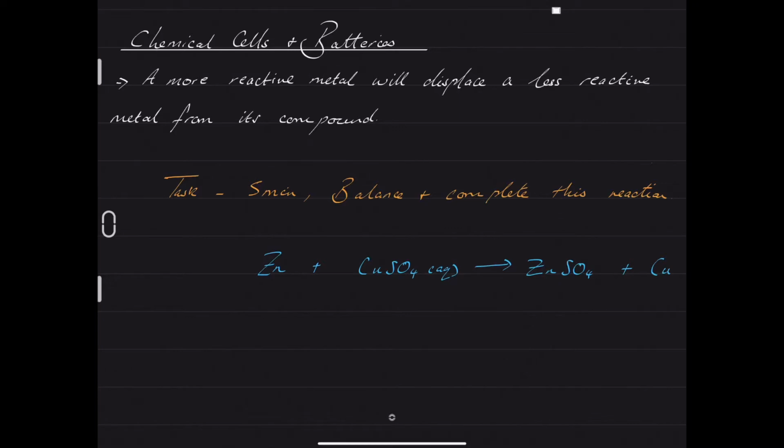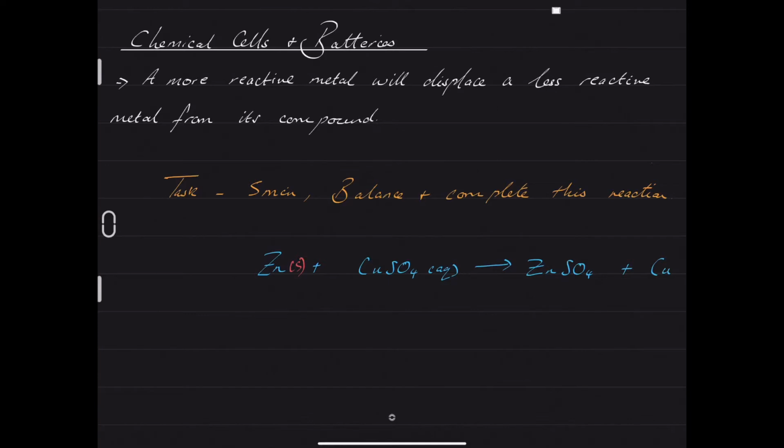For this equation, you should have found that the equation is balanced already. So there was no need to add any coefficients. However, the equation was not complete in terms of state symbols. So what we should have here, and you should have in your notes, is zinc is a solid.